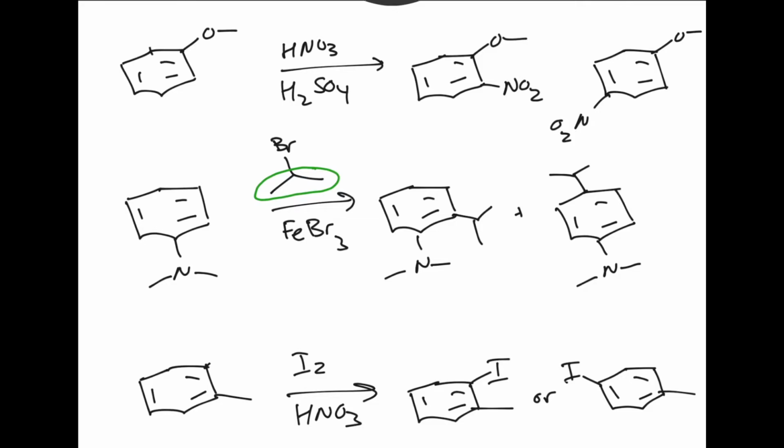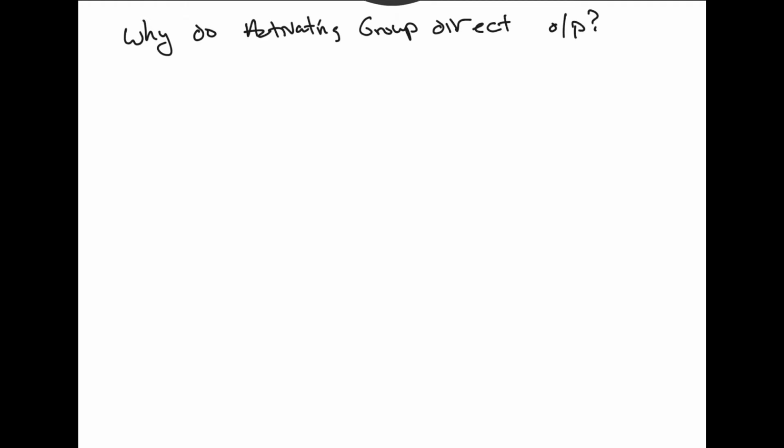All right. So the follow-up question is, why do these direct ortho para? Right? I could just say they do and then walk away. But you probably want to know why. And the short cop-out answer is resonance. But I should probably show you some examples as to why resonance makes this happen.